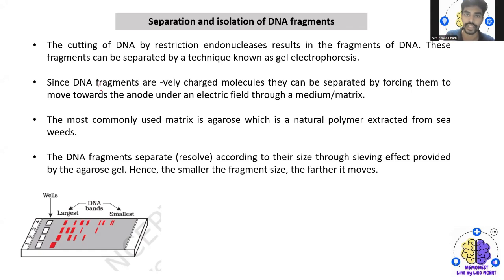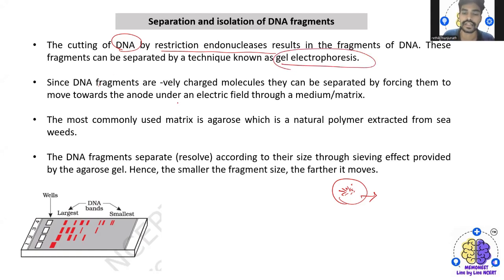When coming to the separation and isolation of DNA fragments, you choose a DNA and, with the help of restriction endonuclease, cut the DNA into smaller fragments, and then these fragments can be separated. So we have huge fragments of DNA here, right? Now these fragments have to be separated. So these fragments will be separated by using what? The gel electrophoresis technique.